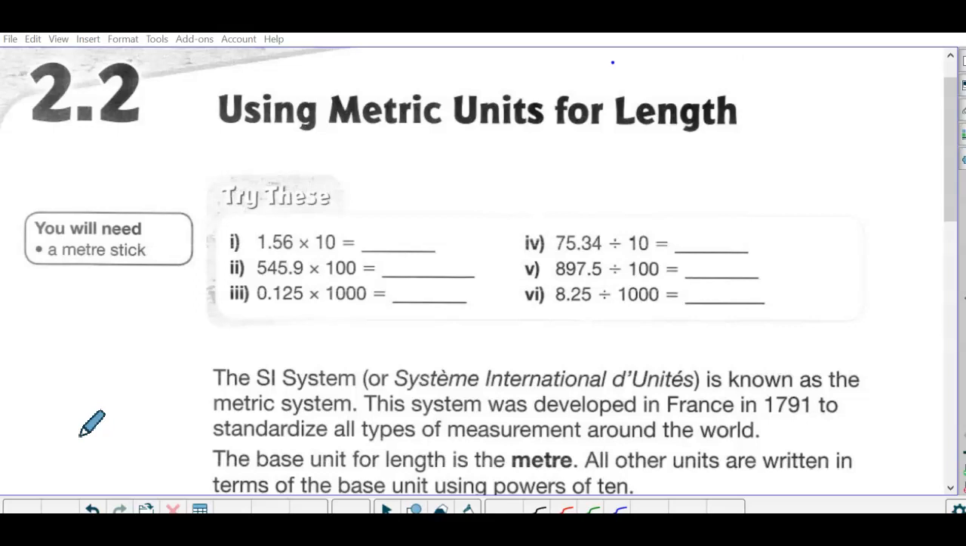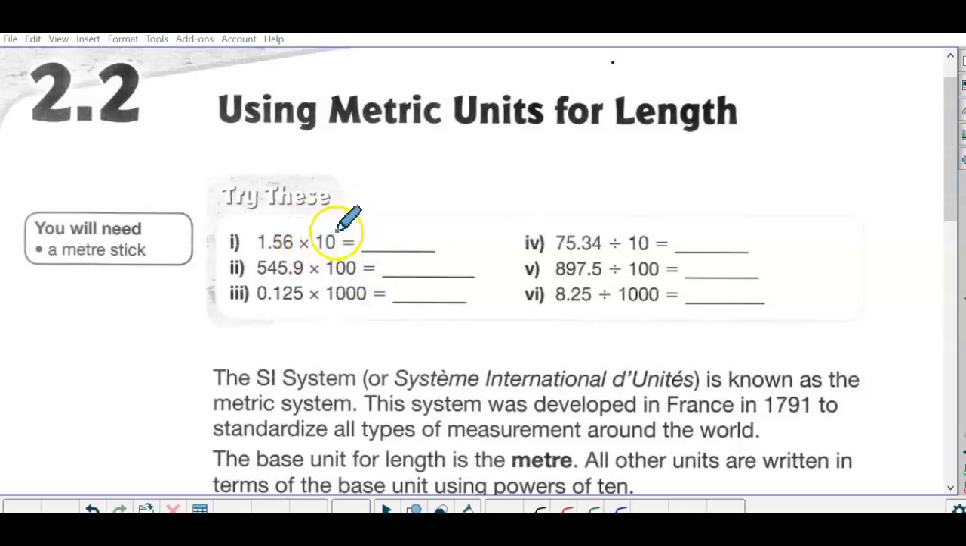We won't be doing just length, but we'll be doing area, volume, capacity, mass, all of those conversions, which you may not have done all of. Try these. They're just some skills that will help you within this chapter. I'd like you to do these without a calculator.